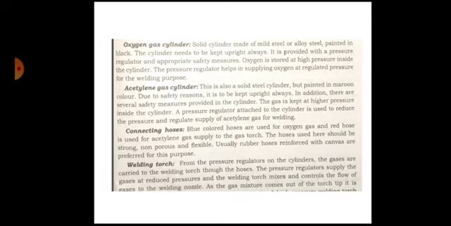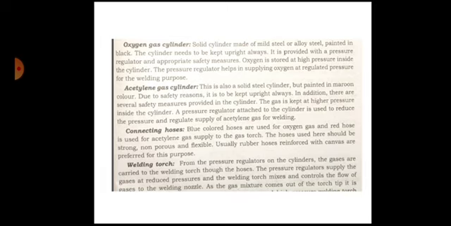Then connecting hoses. Blue colored hoses are used for oxygen gas and red colored hoses are used for acetylene gas supplied to the welding torch. The hoses used here should be strong, non-porous and flexible. Usually rubber hoses reinforced with canvas are preferred for this purpose.